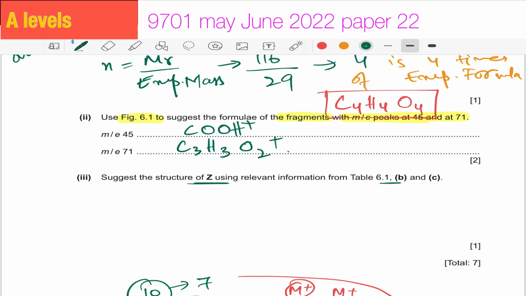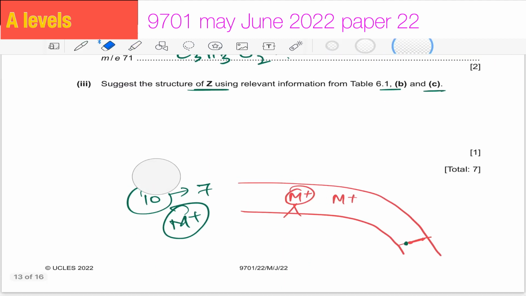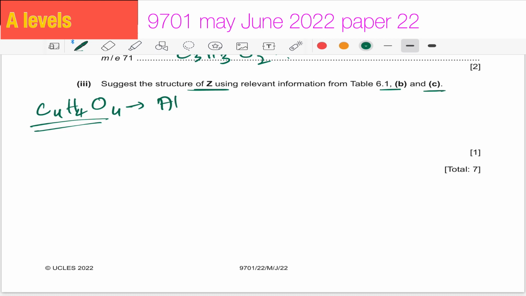Now the last part of the question is to suggest the structure of Z using the relevant information from table 6.1b and c. Now we have to find out the structure of Z. We know that the molecular formula of Z is C4H4O4. The next thing we know is that it has an alkene and it has carboxylic acid, because in the first part it has been confirmed for alkene and carboxylic acid by reacting it with bromine and sodium carbonate.